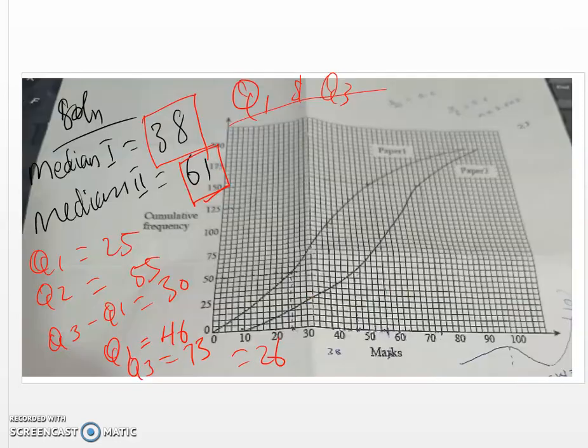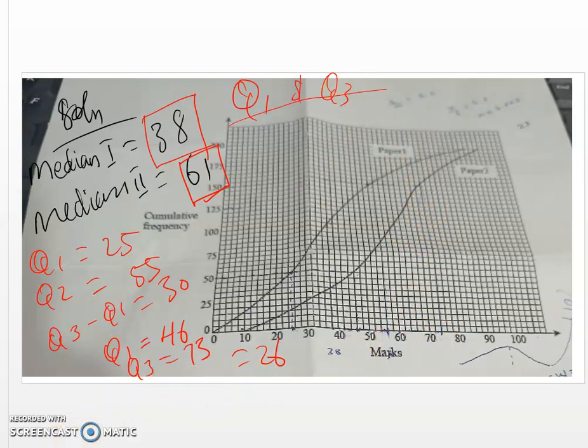So let's go back to our graph. If we look at the cumulative frequency for paper 1, it lies between 175 and 200. Paper 1 lies there, so we can have 175 as a cumulative frequency that lies between 60 and 70. That is 69.